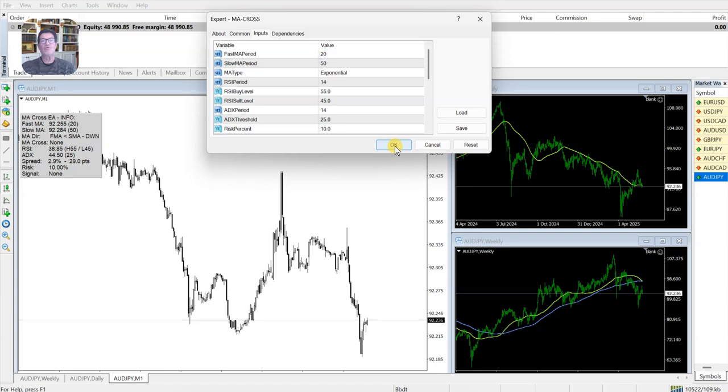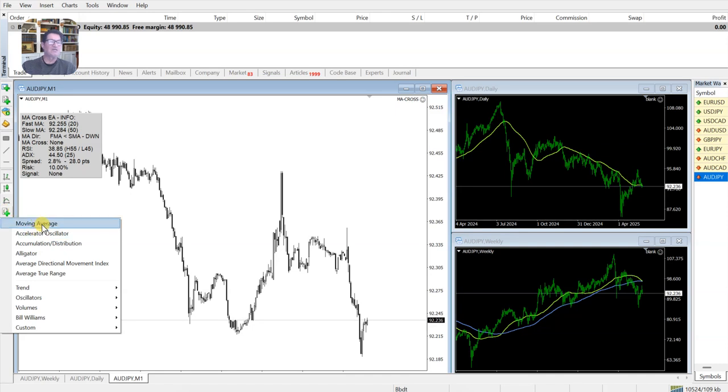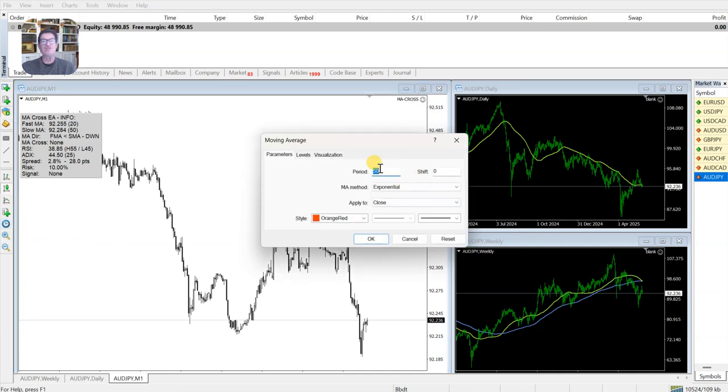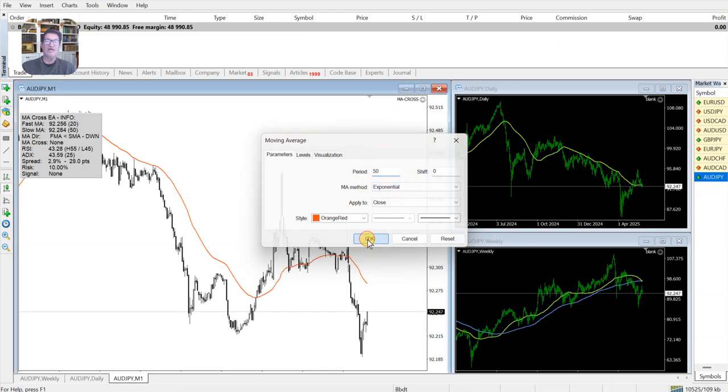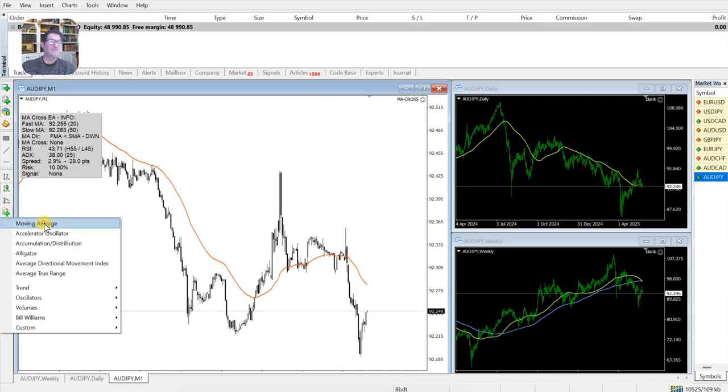So let's go over this. It's very simple. In MT4, just click on the indicator list. We go to moving average. We take a 50 exponential because that's what we have it set to. You use whatever color you like. Click OK. Here's the first one. We repeat for the second one.